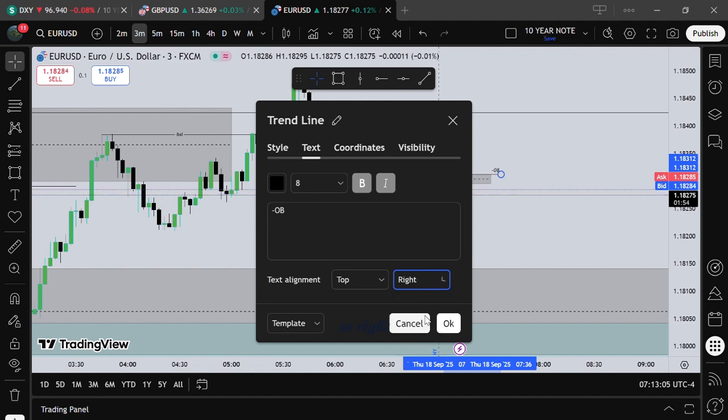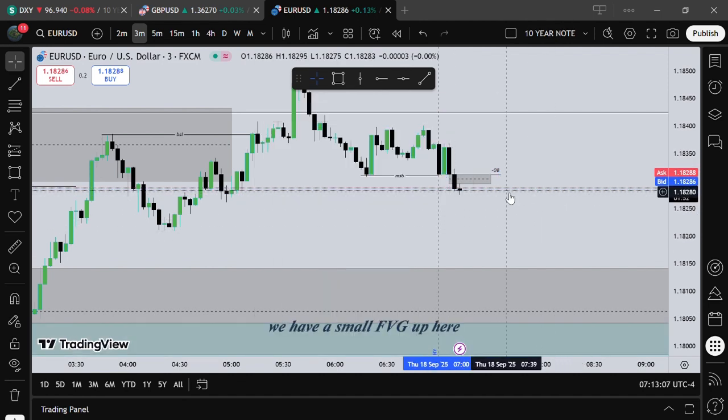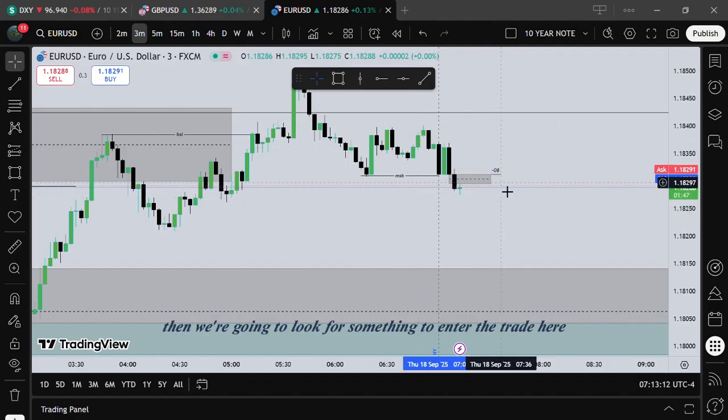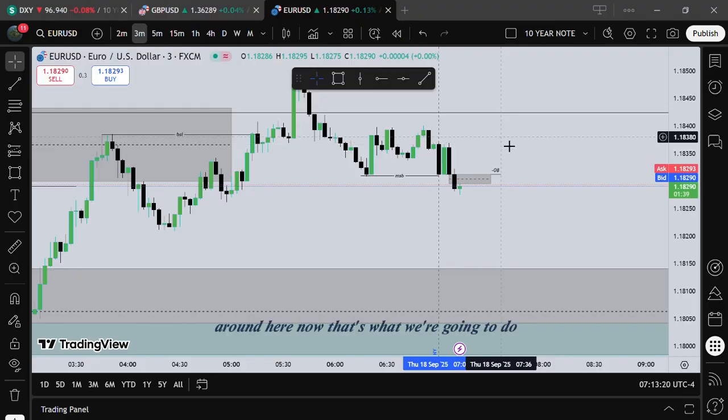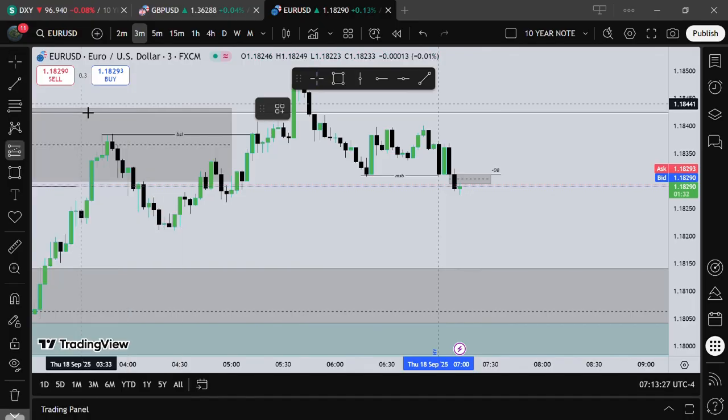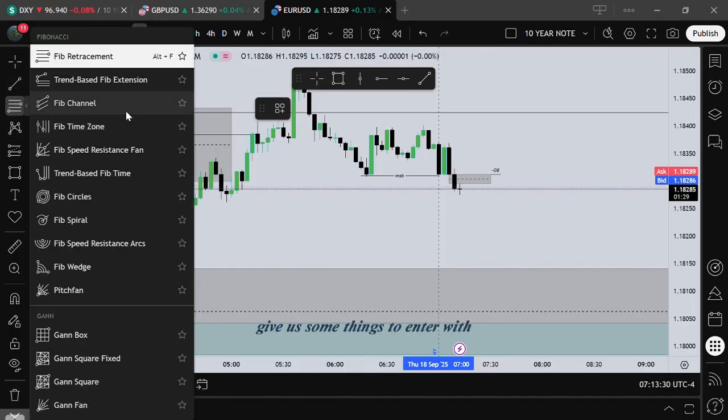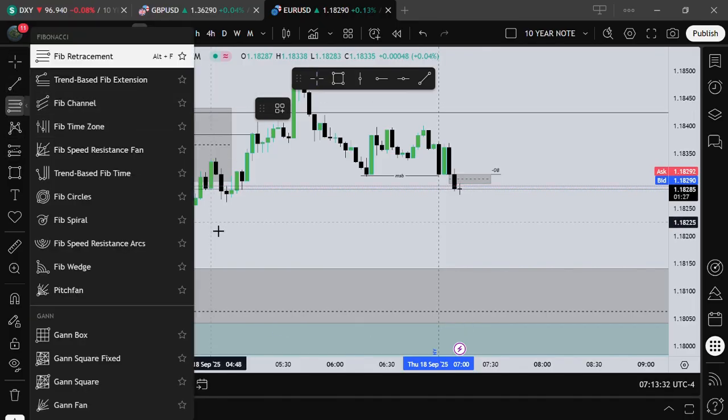So this is a bearish order block. We have a small fair value gap here on the 3-minute chart. Then we're going to look for something to enter the trade with, then place our stop loss around here. That's what we're going to do. So let's wait for the market to give us some things to enter with.